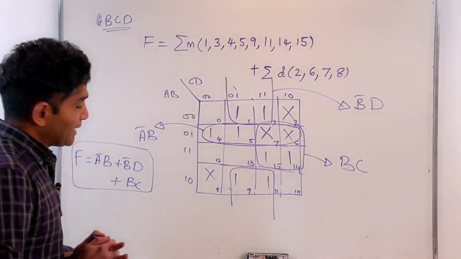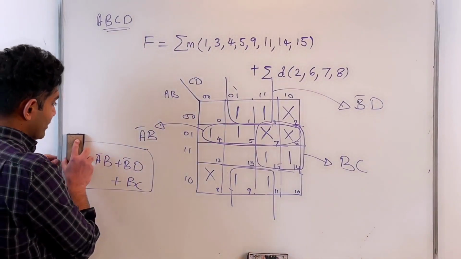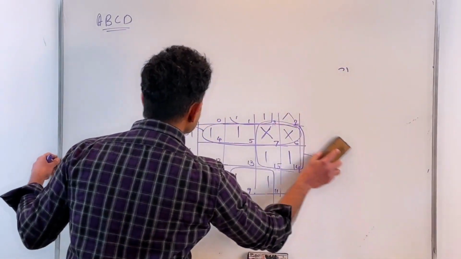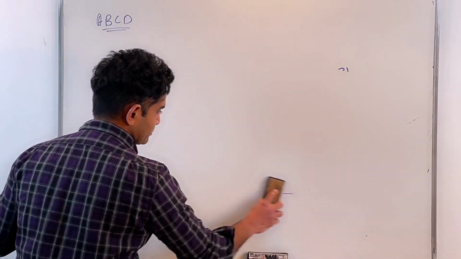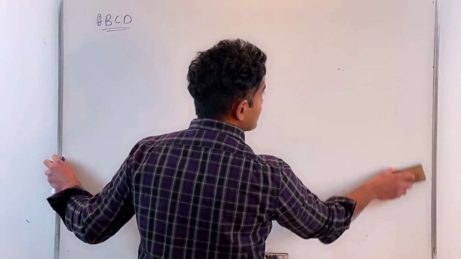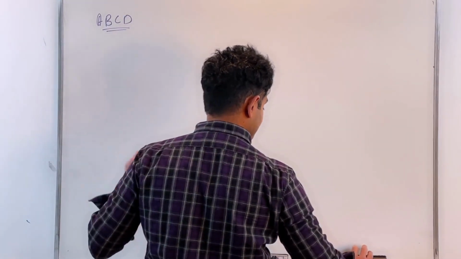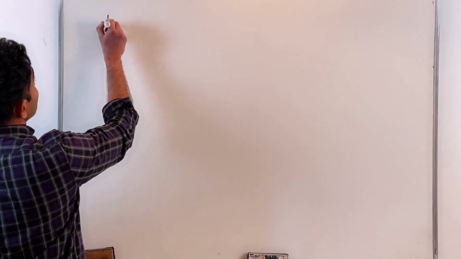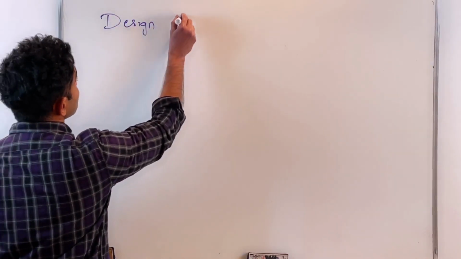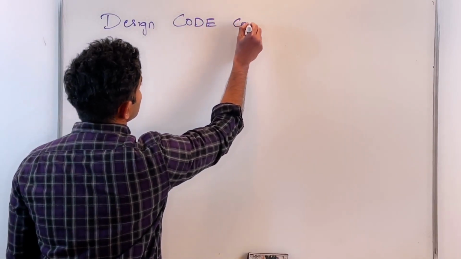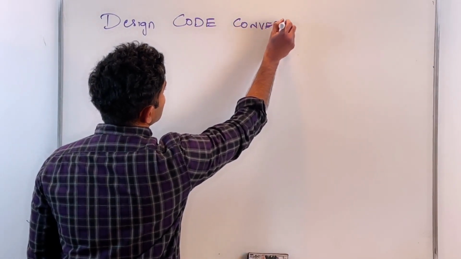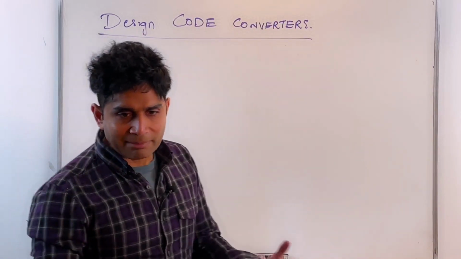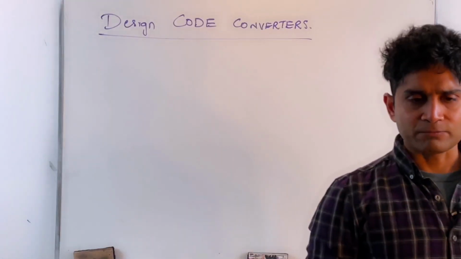Okay. So with that, let's now look at a few examples of how we can apply them. Let's first talk about the first application, the design of so-called code converters. So let's design some example code converters. Using what you have learned, using the K-map approach, let's try to design these code converters.